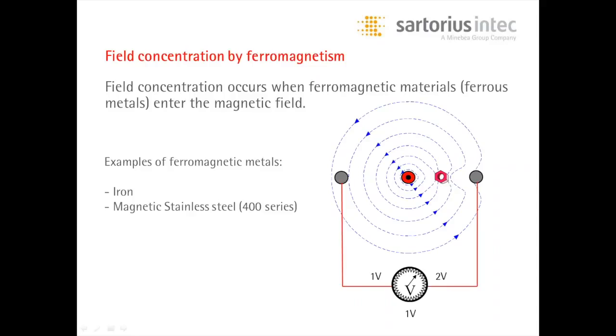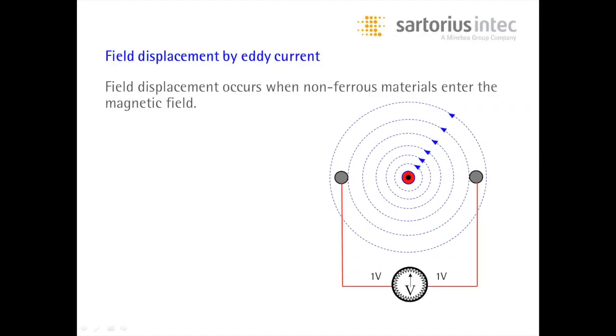And what that does is it induces or increases the voltage in the receiver winding, and you will see an offset in voltage. Now you no longer have a balanced field, but you have an offset voltage. So there is a higher voltage on one side than there is on the other, and that's how we can detect that something has affected the electromagnetic field. So again, this was field concentration by ferromagnetism. The next one we'll discuss is field displacement by eddy current.